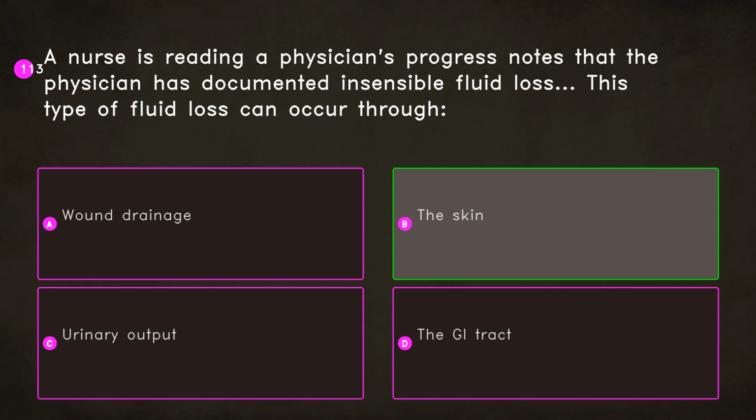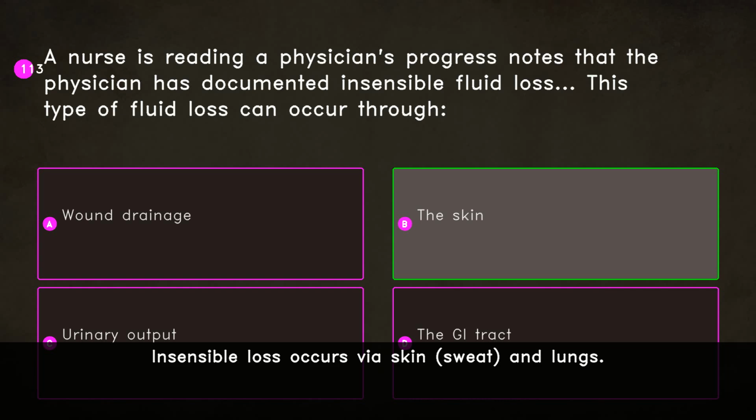The correct answer is the skin. Insensible loss occurs via skin, sweat, and lungs.